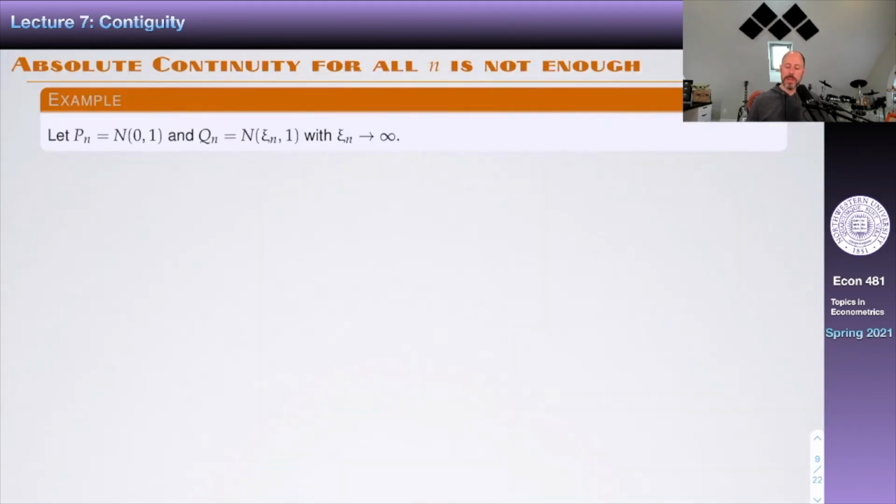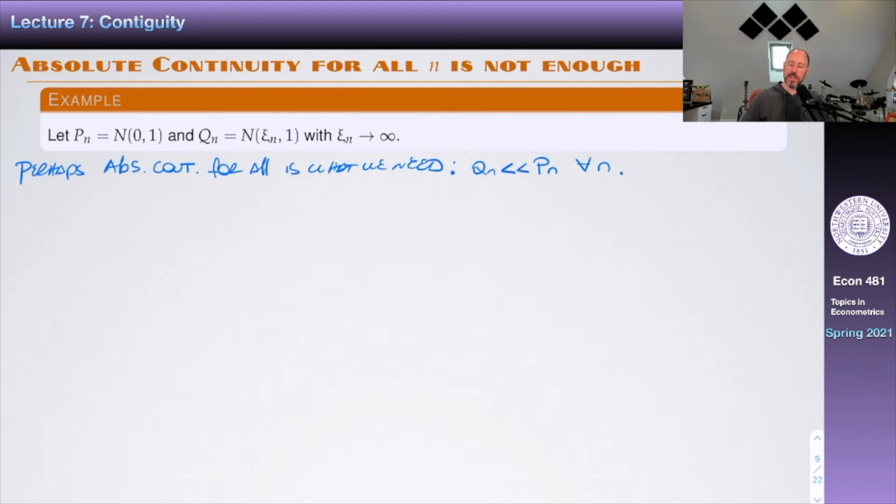All right, the first thing is to say, well, perhaps absolute continuity for all n is what we need. So we're doing asymptotics. We have a sequence of random variables. And then we can say, what if we just say Qn is absolutely continuous with respect to Pn for all n? And that's what we have, and maybe that's enough.